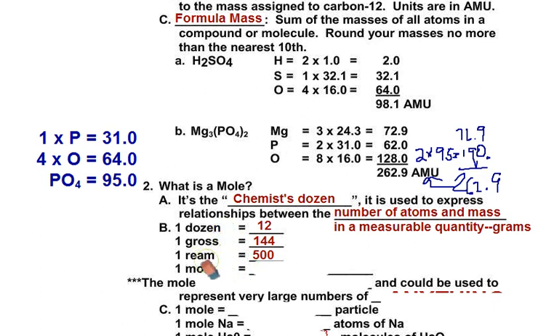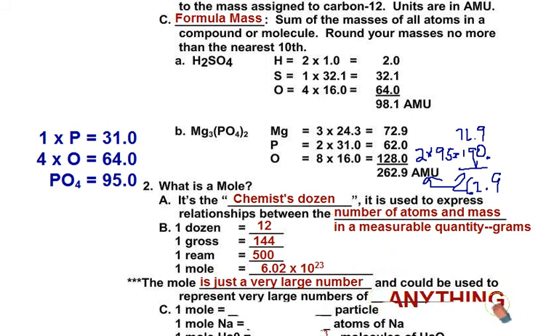Then there's the mole, and just as a dozen is 12, a gross is 144, and a ream is 500, the mole is 6.02 times 10 to the 23rd. This is 602 sextillion. It is a huge number. However, it is just a very large number, and it can be used to represent very large numbers of anything. It is a non-specific amount.